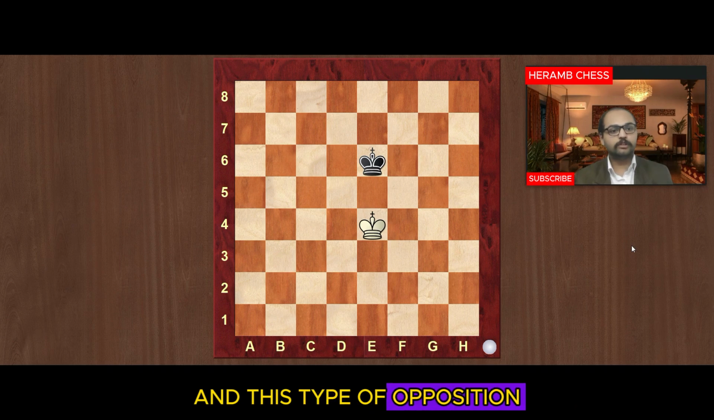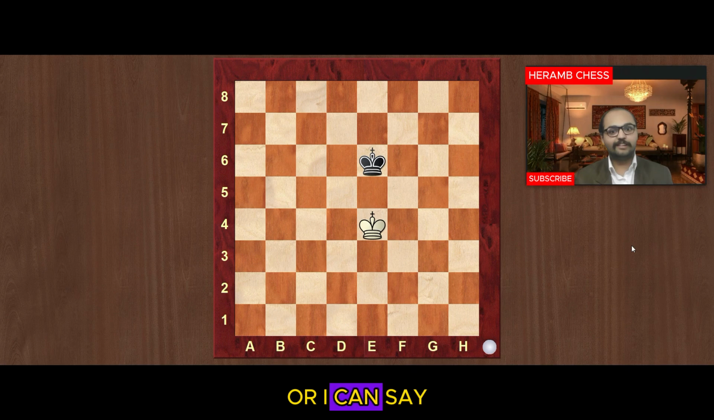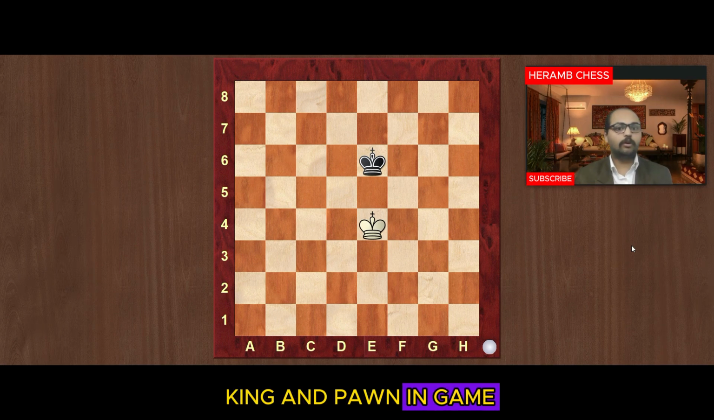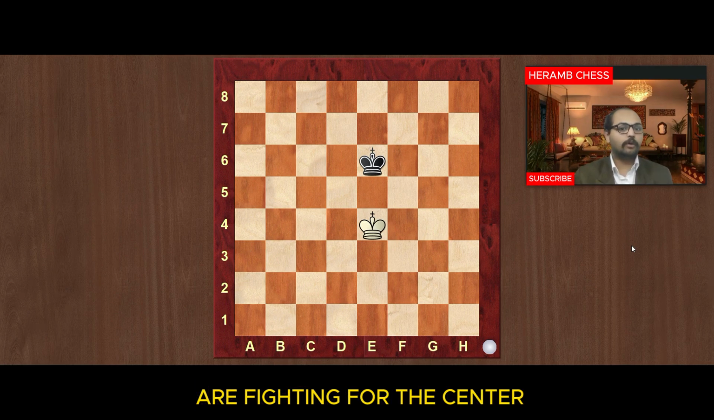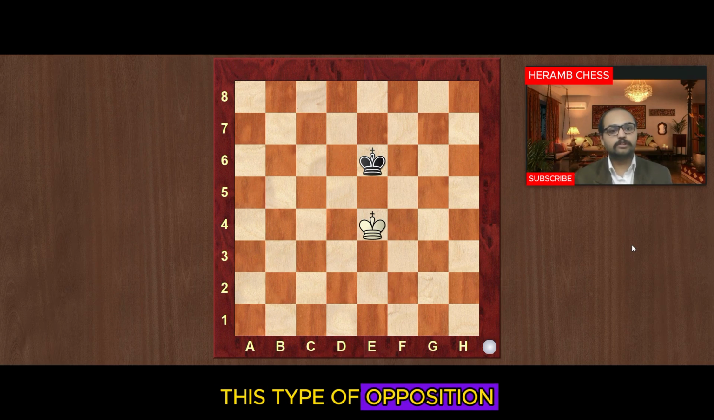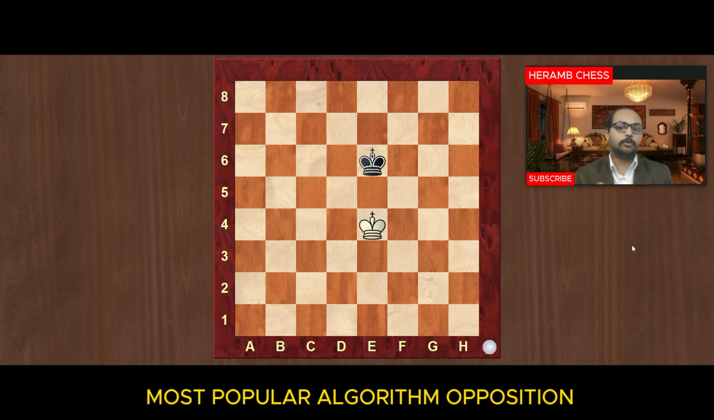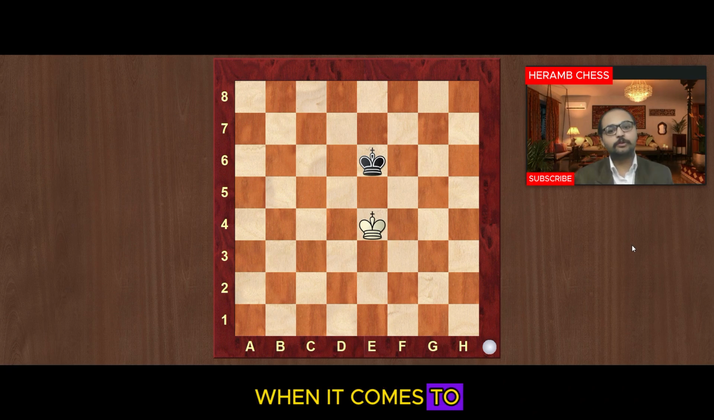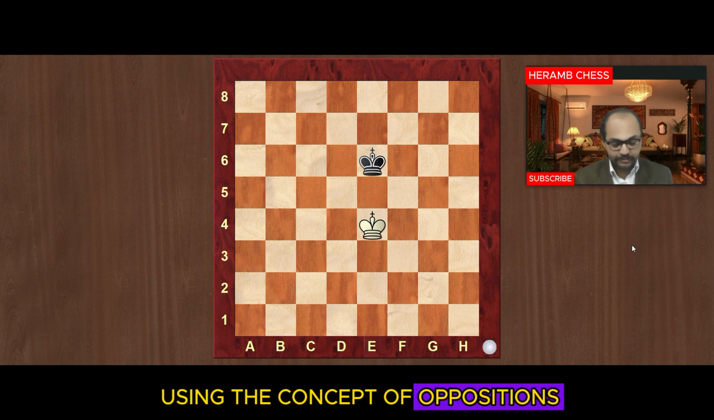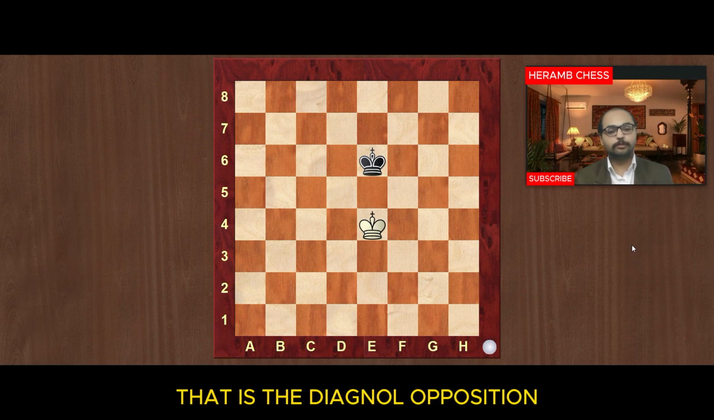And this type of opposition, the vertical opposition, is the most famous, or I can say the most used opposition. Whenever you get a king and pawn endgame, or whenever two kings are fighting for the center in the endgame, this type of opposition is very much used in all the games. So this is the most popular opposition when it comes to using the concept of opposition. So that's the second thing. Now let's go to the third type, that is the diagonal opposition.